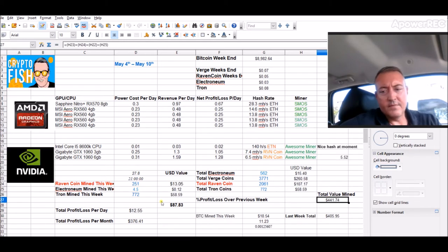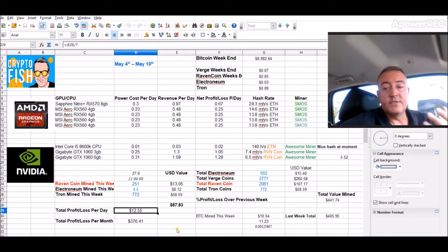Week 12. Got those GPUs in. Now I've got 7 GPUs. I had some people donate.